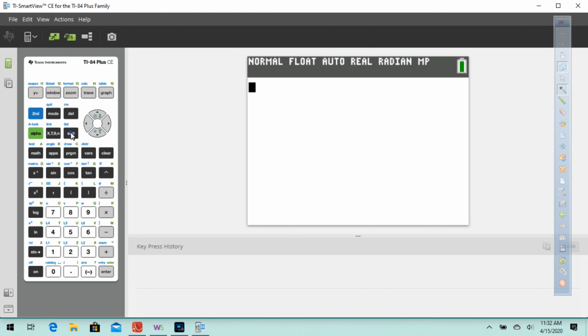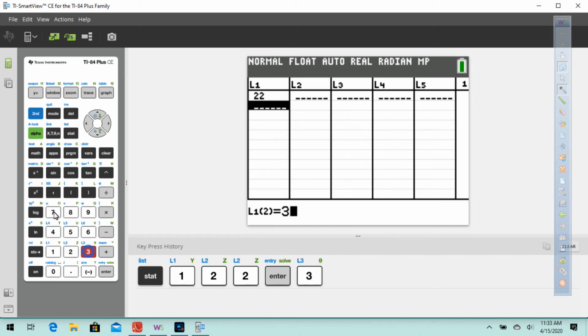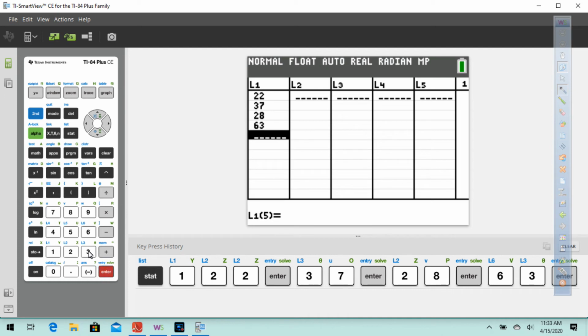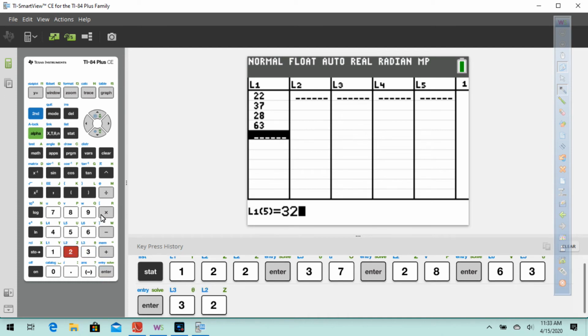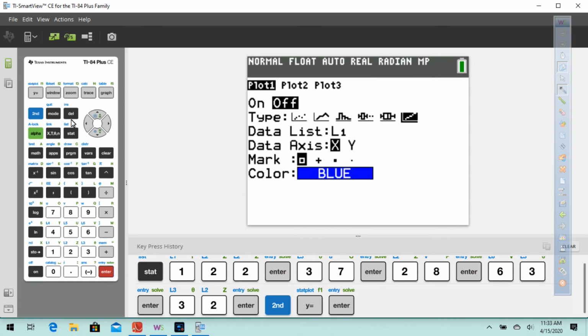We're going to start off by pressing Stat and 1, and in L1 we're going to put 22, 37, 28, 63, and 32. All right, that's what we do first. Now let's go to second, y equals, and that gives us stat plot. We're going to choose number 1, and we're going to turn it on.